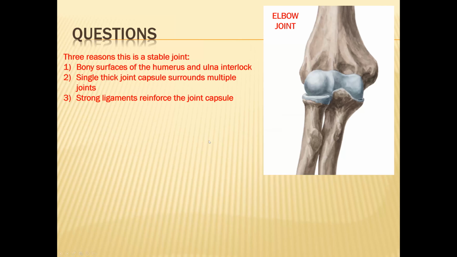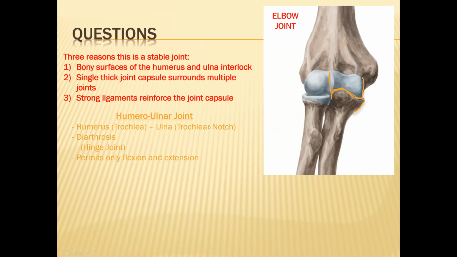And the 3 reasons this is a stable joint is first, the bony surfaces of the humerus and the ulna interlock. So the trochlear notch of the ulna fits right around the trochlea of the humerus and allows those bones to interlock with each other. There is also a single thick joint capsule that surrounds all of the joints in this area. So each joint doesn't have a separate joint capsule. There's one joint capsule for all 3. And then there are very strong ligaments that reinforce the joint capsule.